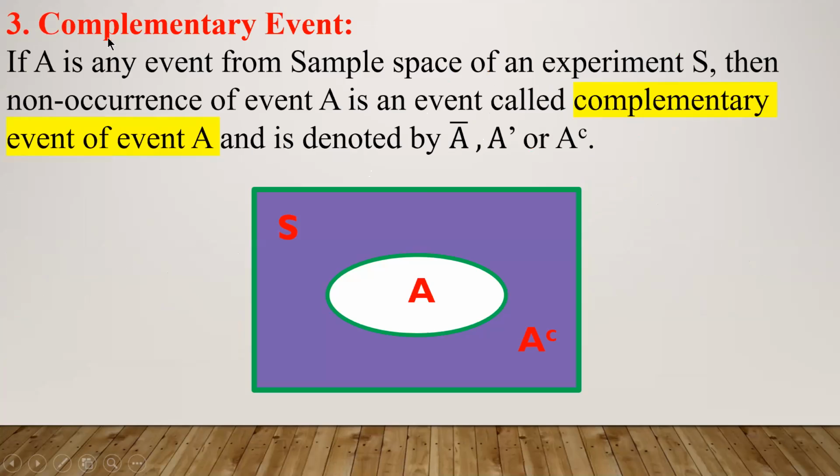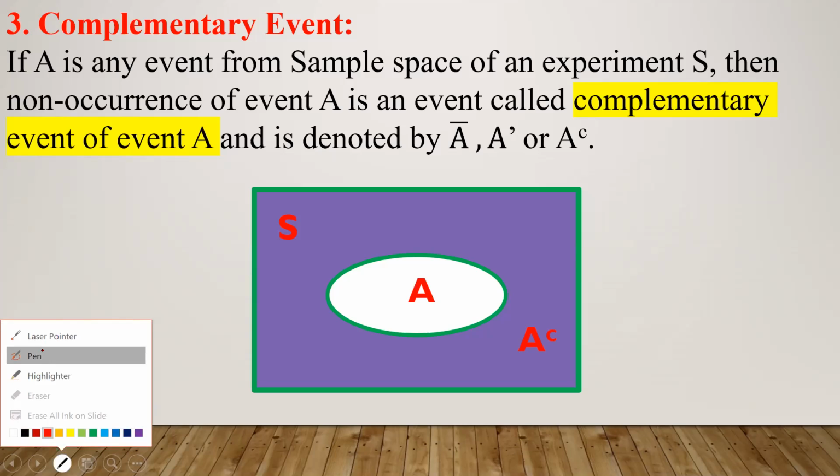Now let us see the third one: complementary event. What is the meaning of complementary event? If A is an event from the sample space of an experiment S, then non-occurrence of event A is called the complementary event of A. I'll explain this with the help of an example. And it is denoted by A bar or A dash or A complement. For complement, you may use any notation.